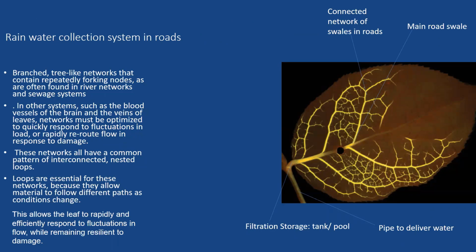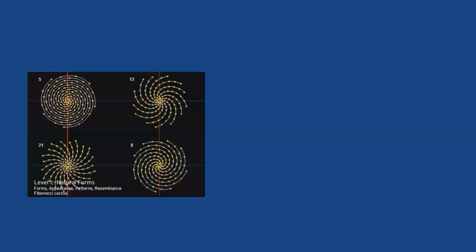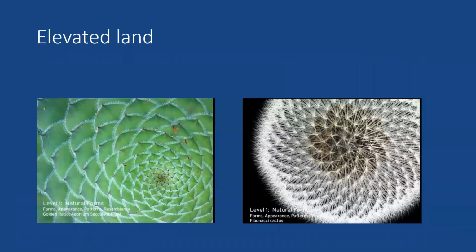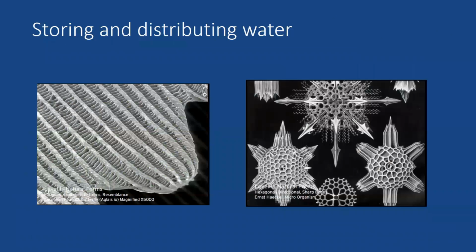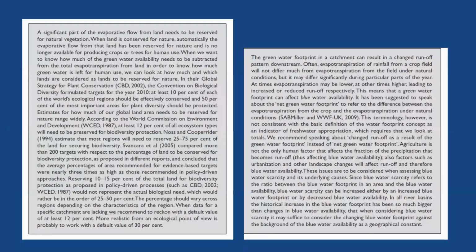Now, rainwater collection system in roads could design the roads and the collection system to look like the leaf or veins in a human blood system. So basically, these are loops and networks that can work as feedback loops, and so any fluctuations in the flow will allow damage to be restored. And this shape is also taken from nature, this geometry. And so if we have any elevated land, like the topography in Jordan, this works very well. So any nested shapes as these will allow the storage and distribution of water.